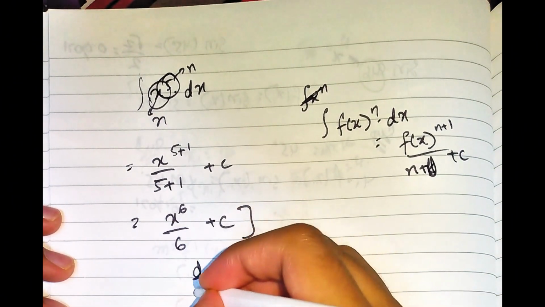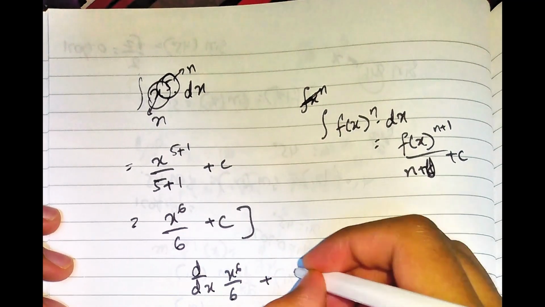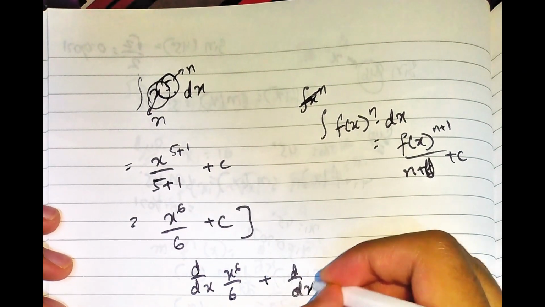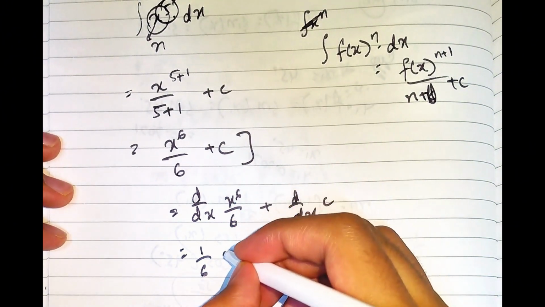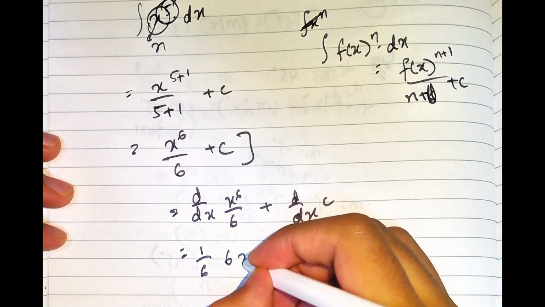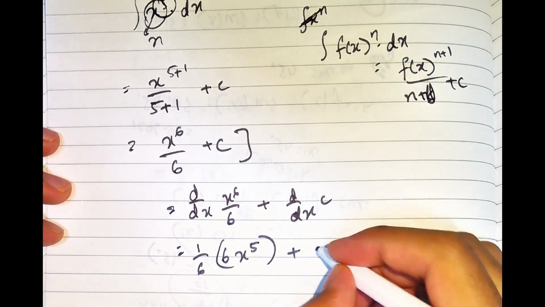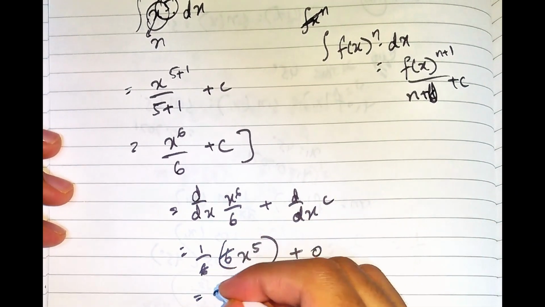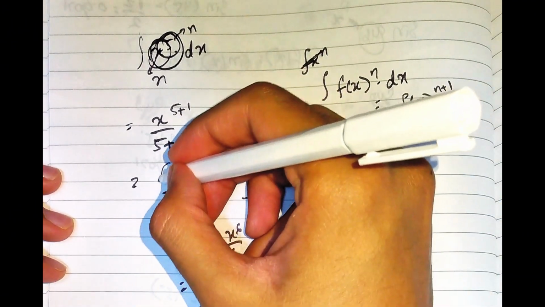You can take the derivative of the same thing. So by taking the derivative of x power 6 divided by 6 plus the derivative of c. 6 is a constant, so it will be separated. The derivative of x power 6 will be 6x power 5, plus the derivative of c will be 0 because it is a constant. So 6 will be cancelled and we have x power 5. See, we have the same function right over here. So this is the actual function.